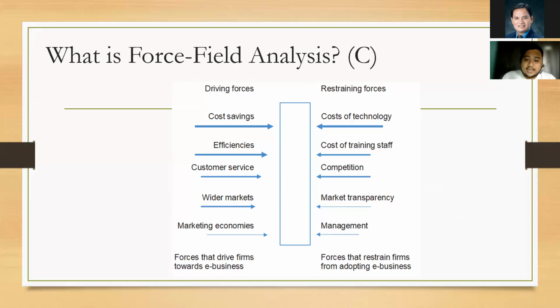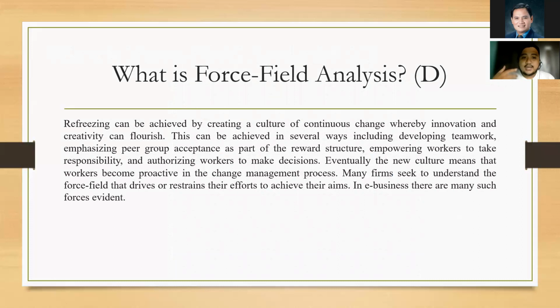Next, we have the marketing economies. And then yung last naman po natin is about the management. So things gets much more complicated with the change po na. So rephrasing can be achieved by creating a culture of continuous change whereby innovation and creativity can flourish. This can be achieved in several ways, including developing teamwork, emphasizing peer group acceptance as part of the reward structure, empowering workers to take responsibility, and authorizing workers to make decisions. Eventually, the new culture means that workers become proactive in the change management process.